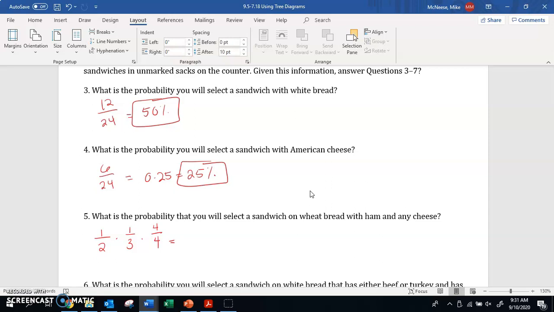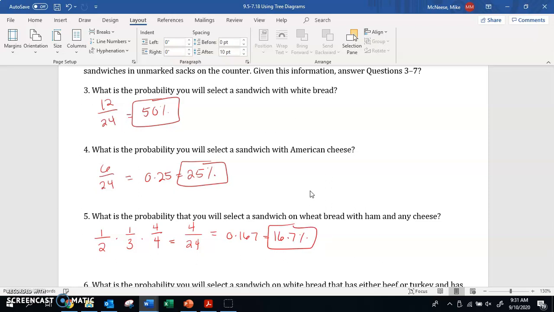So if we look at this, bread, meat, cheese, we can see 1 times 1 times 4 gives us 4. 2 times 3 times 4 gives us 24. So that means there's a 4 out of 24 chance, which is the same thing as 0.167 or 16.7%.